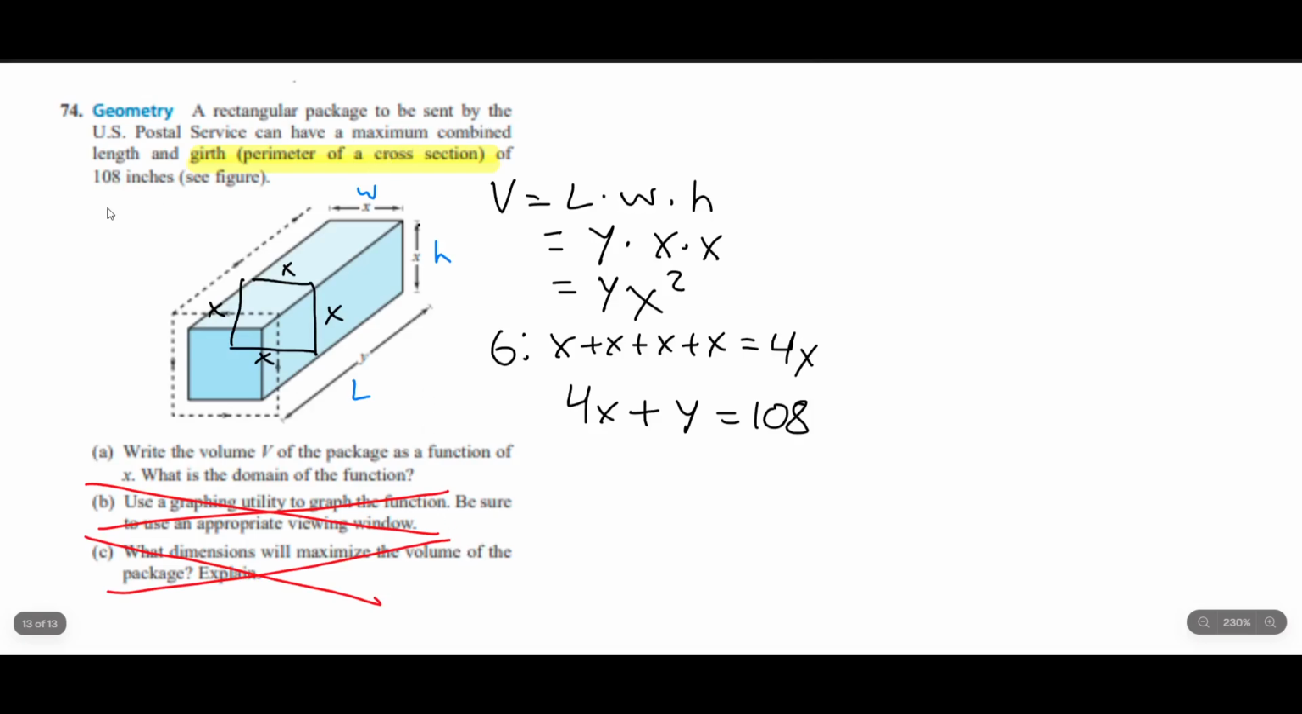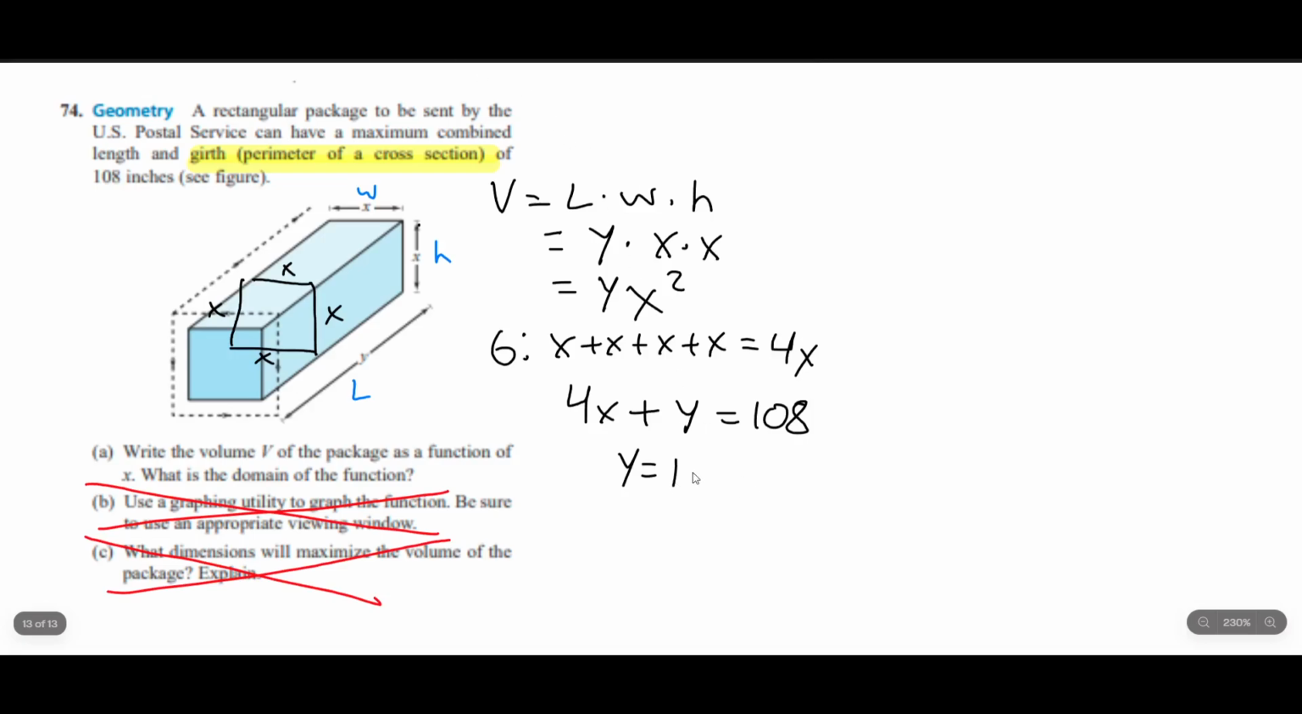Maximum combined length and girth, 108 inches. So it all connects together. Okay, so that's why this relationship works. So then, we want to eliminate this y here. We have this relationship. Let's get y in terms of x. So y will equal negative 4x plus, or I'm actually going to write it as 108 minus 4x.